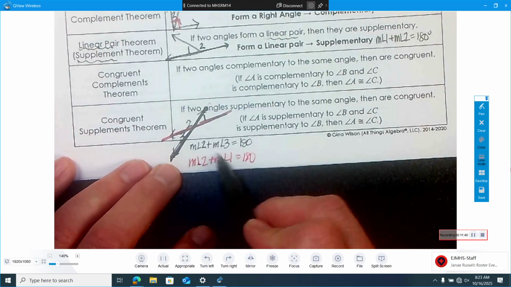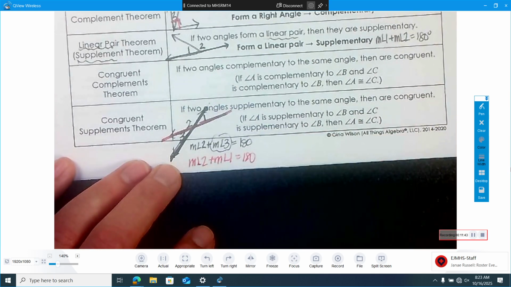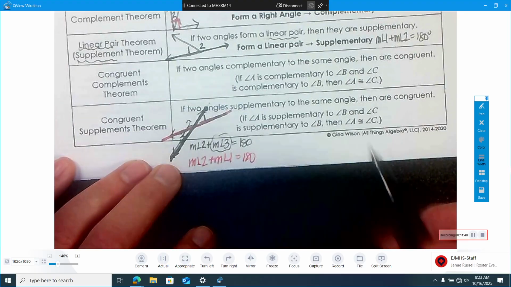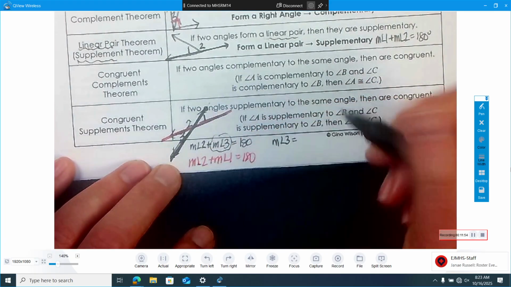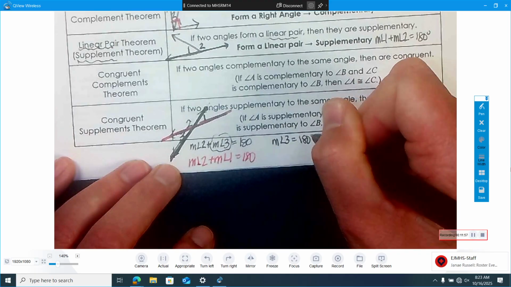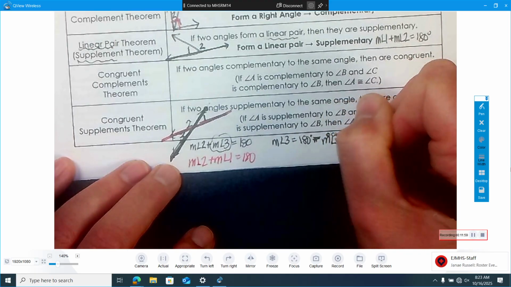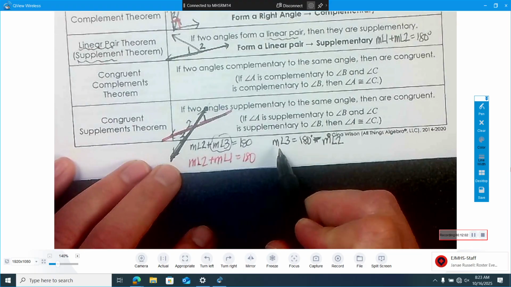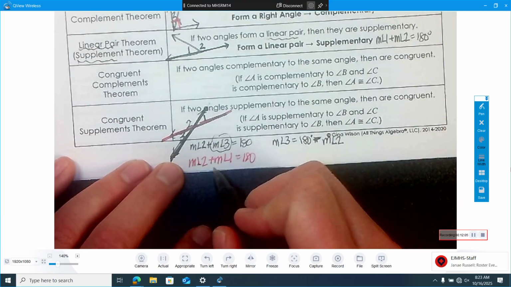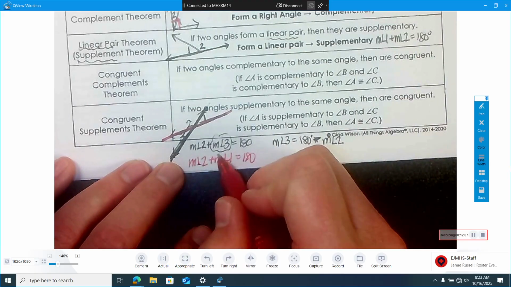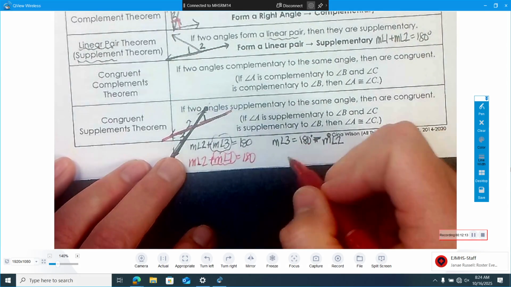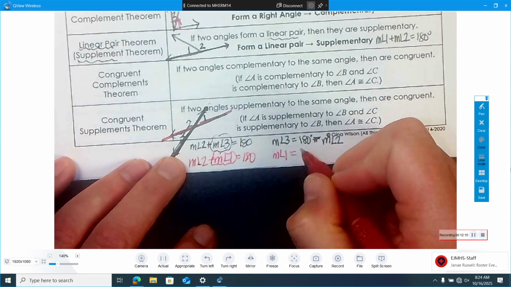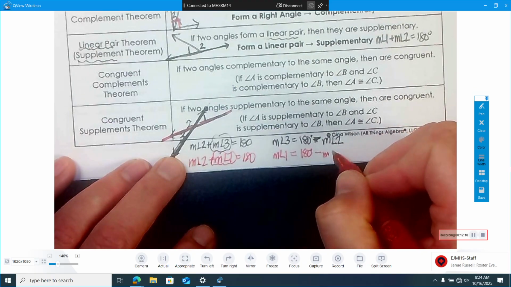Watch what happens. I want to get the measure of angle 3 by itself. If I want to get that isolated, what do I have to remove? The measure of angle 2. So the measure of angle 3 is equal to 180 degrees minus the measure of angle 2. So that's what angle 3 would equal. I want to do the same thing with my red line here. I want to get the measure of angle 1 all by itself. What do I have to do? Subtract the angle 2. So the measure of angle 1 would equal 180 degrees minus the measure of angle 2.